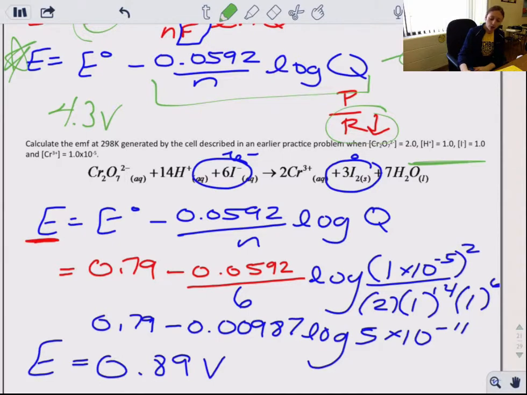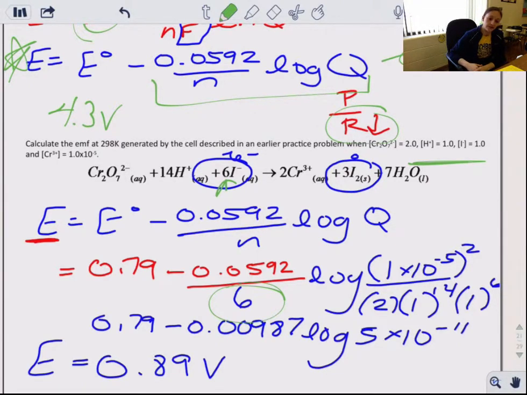I have to know that my N is 6. How do I know that N is 6? Because I have 6 negative iodines, so I have 6 electrons being transferred, because it goes from 6 negative to 0. So all 6 of those electrons got moved. Right? And then you do a little bit of math. Overall, your cell voltage is 0.89 volts.